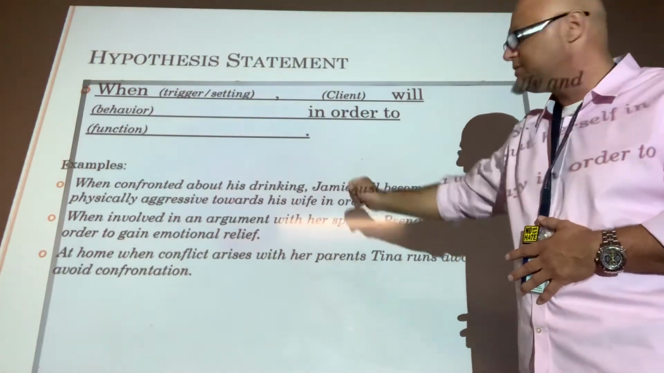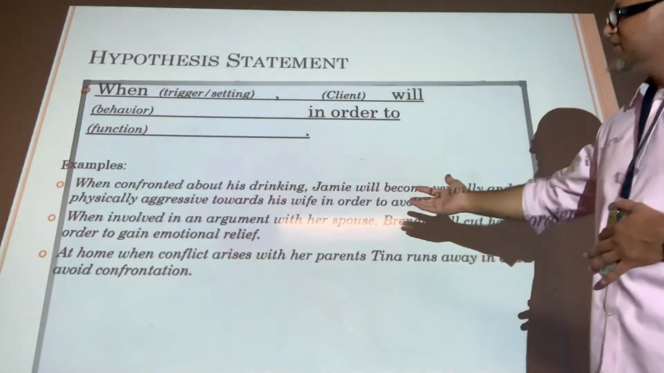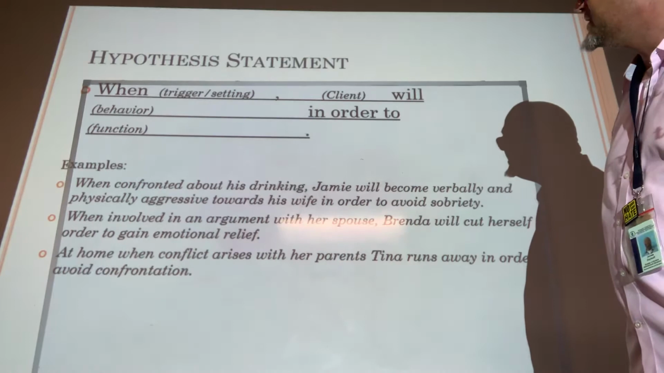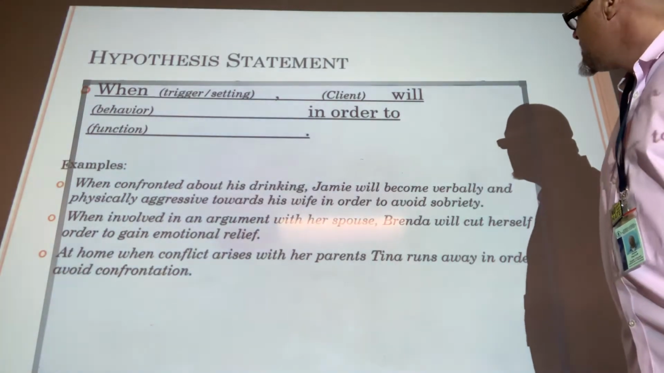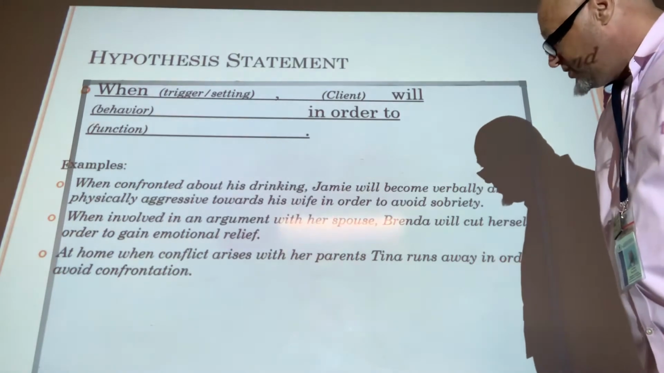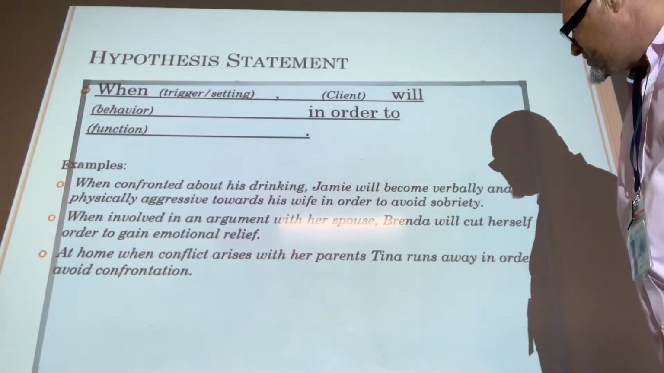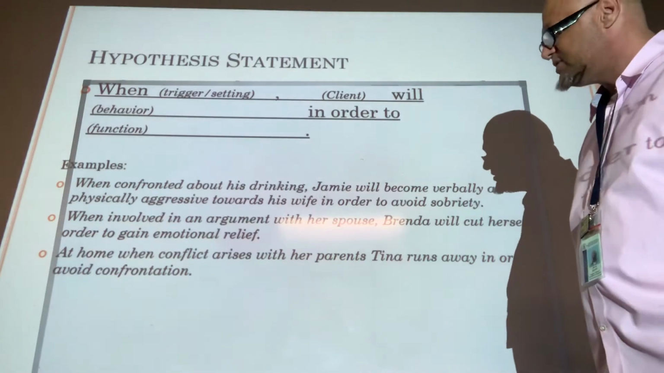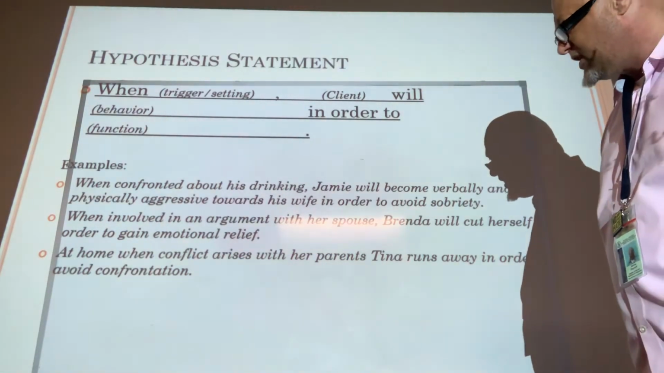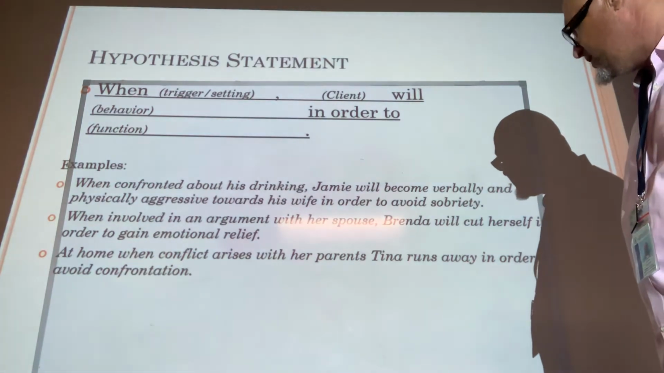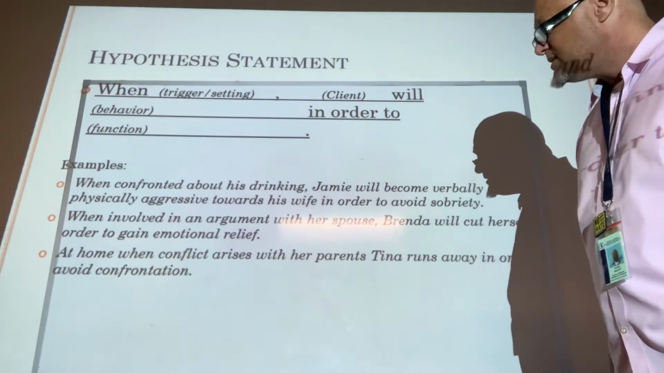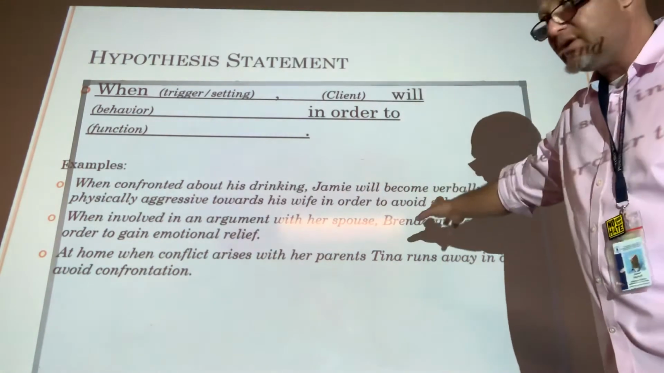Okay, there's your function. So some examples: when confronted about his drinking, Jamie will become verbally and physically aggressive towards his wife in order to avoid sobriety. When involved in an argument with her spouse, Brenda will cut herself in order to gain emotional relief. At home, when conflict arises with her parents, Tina runs away in order to avoid confrontation. Okay, so you can see how that's been broken up.